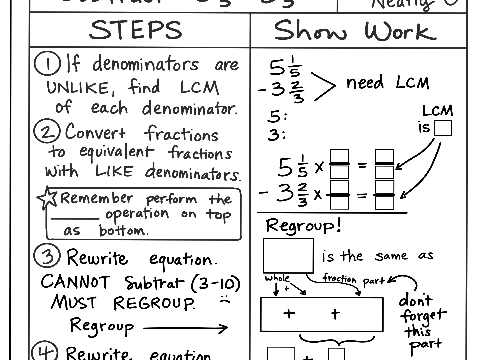Some of our steps are similar because we always start out the same way. Now, step 1 says if denominators are unlike, find the LCM of each denominator. So that step is consistent. We have to make sure we have the LCM first. So if we look at my problem, I have 5 1/5 minus 3 2/3. I've got to find my LCM first.